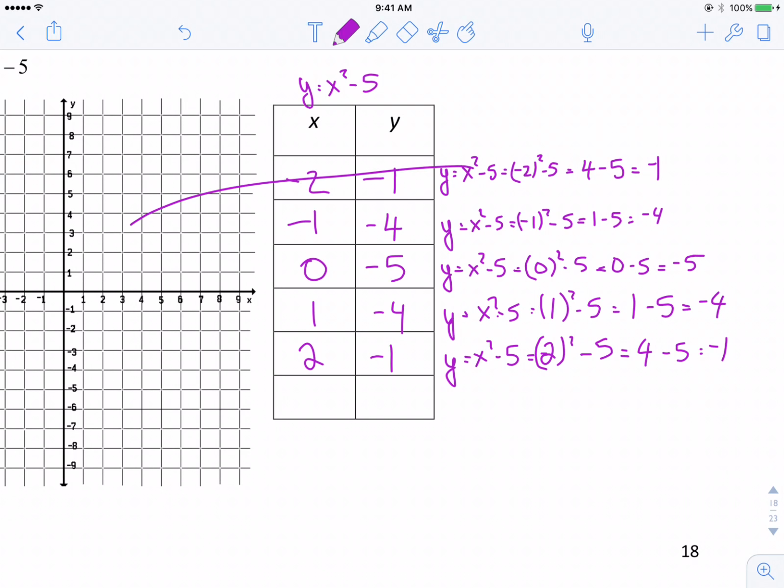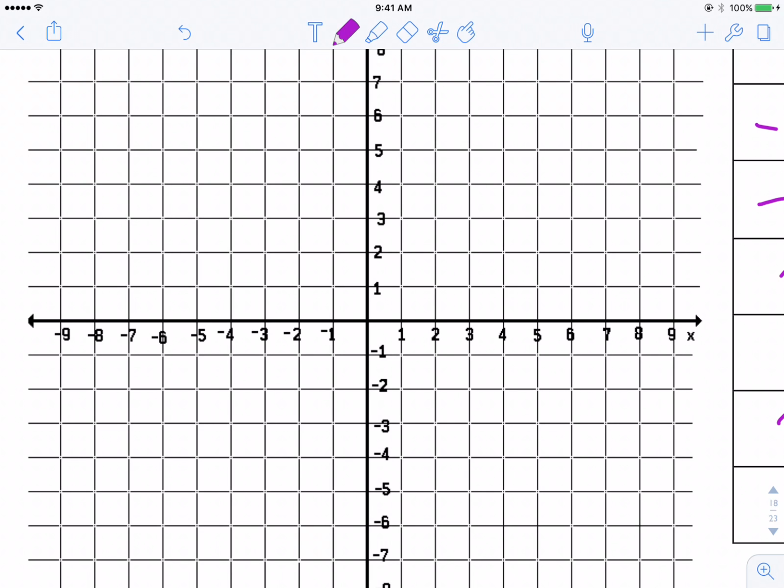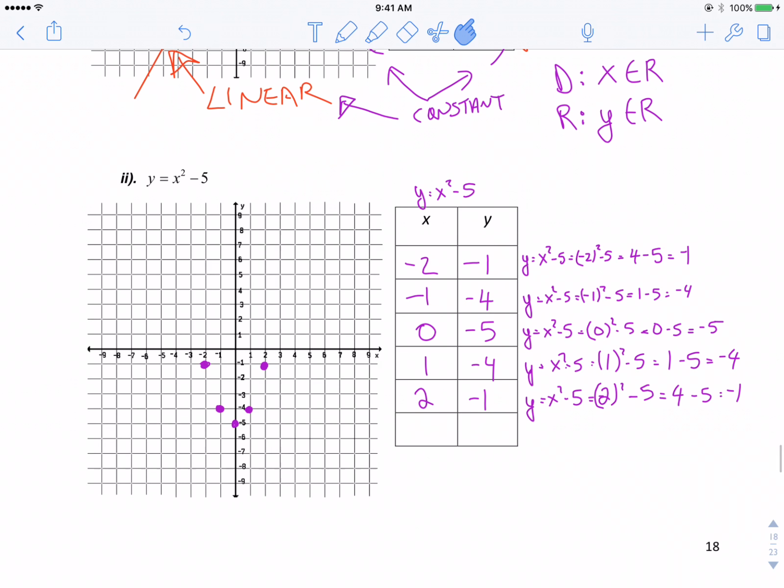So I plot those points. -2, -1, -1, -4, 0, -5, 1, -4, 2, -1. And you can see straight away that we now know that this is not linear. So up there it was linear, here it's not linear.